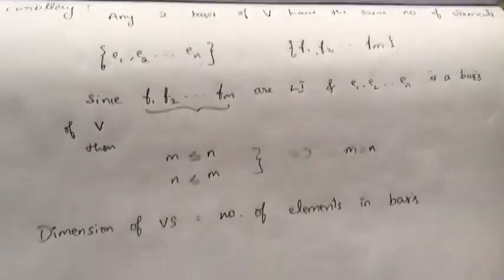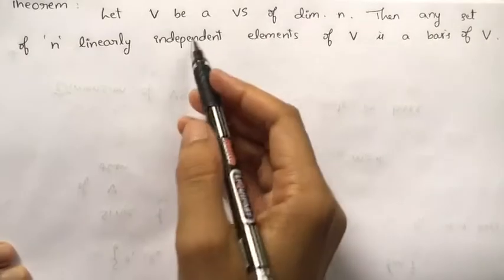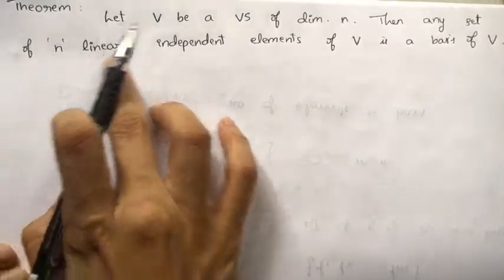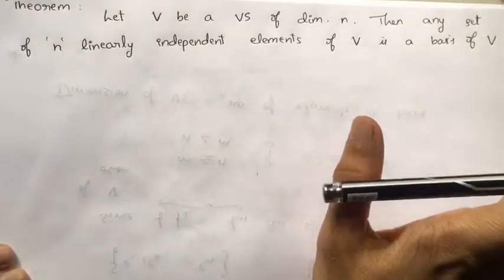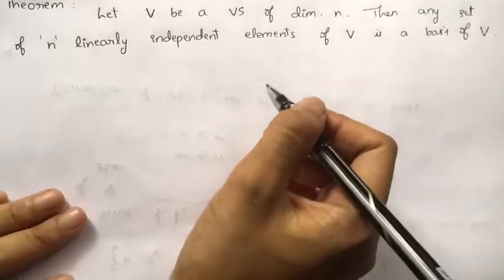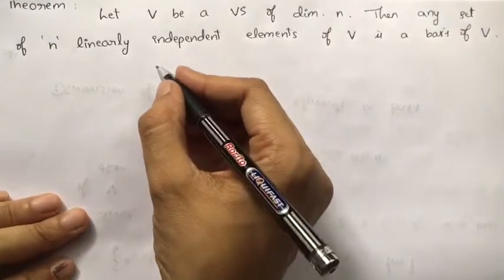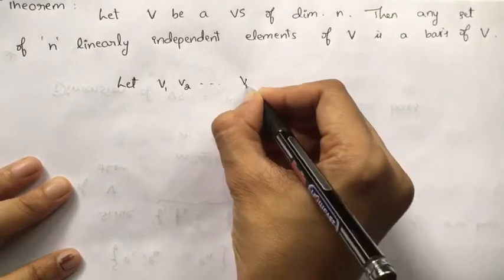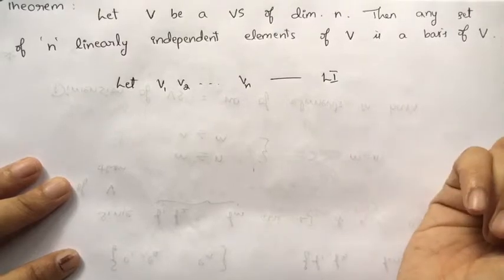Let us prove the next theorem. It says: let V be a vector space of dimension n, then any set of n linearly independent elements of V forms a basis of V. Let us prove this. I'll take n elements which are linearly independent vectors. So let V1, V2, up to Vn be linearly independent vectors of the vector space V.